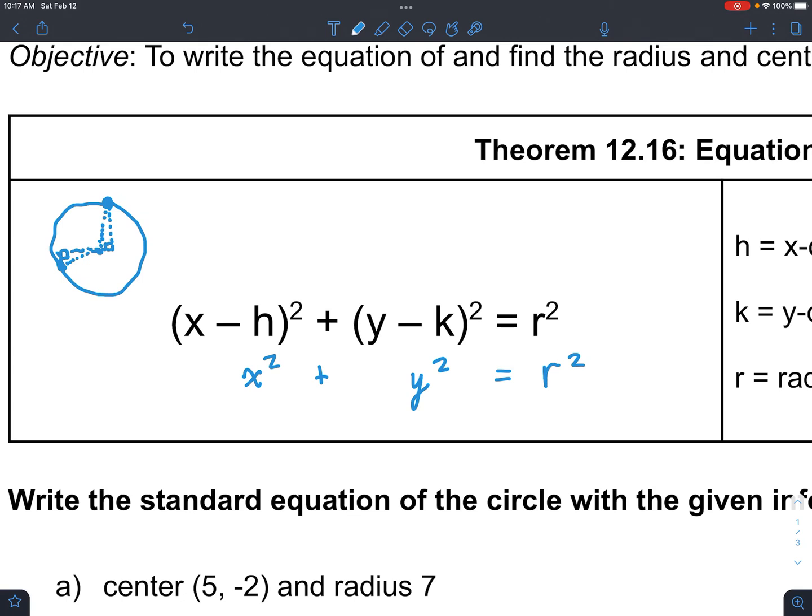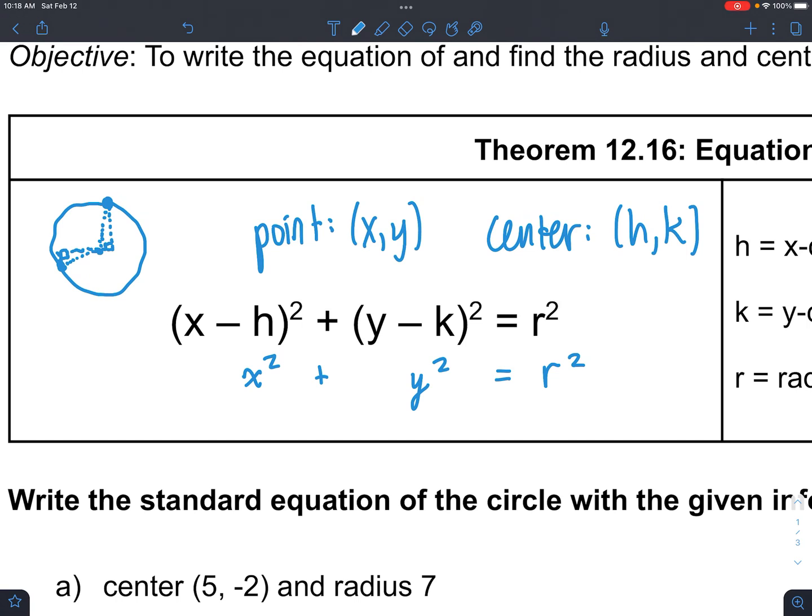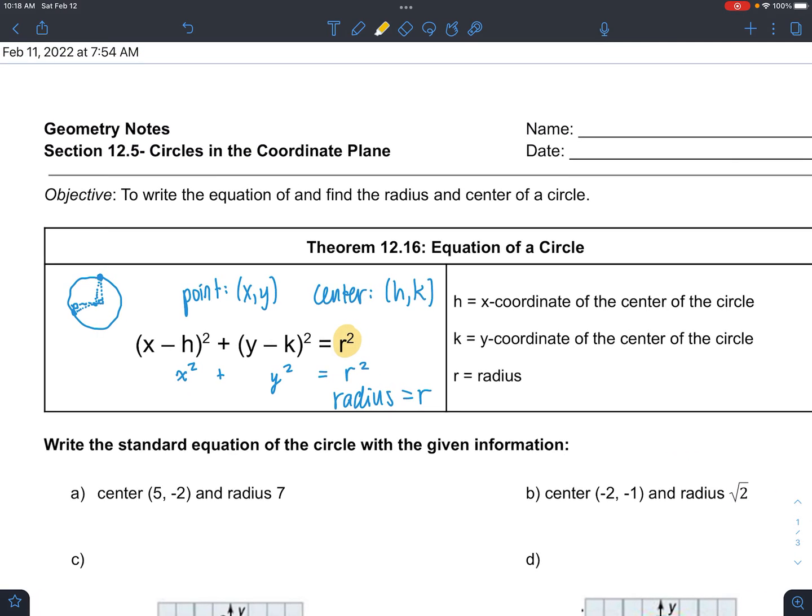We use the Pythagorean theorem to say the radius is always the distance between the point, which is (x, y), and the center, which is (h, k). And r, of course, is the radius. I won't go through exactly how that's shown, but it is a consequence of the Pythagorean theorem inside a circle. So one thing to notice, though, is that on this side of the equation it is not r, it's r squared.